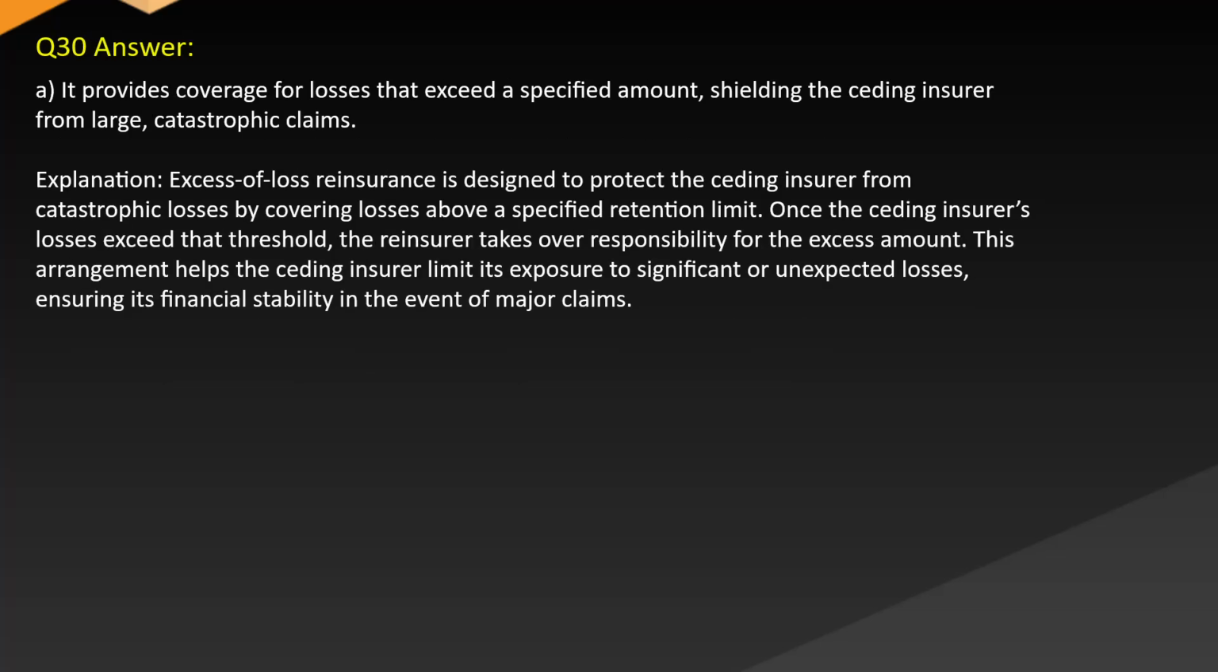Answer: A. It provides coverage for losses that exceed a specified amount, shielding the ceding insurer from large catastrophic claims. Explanation: excessive loss reinsurance is designed to protect the ceding insurer from catastrophic losses by covering losses above a specified retention limit. Once the ceding insurer's losses exceed that threshold, the reinsurer takes over responsibility for the excess amount. This arrangement helps the ceding insurer limit its exposure to significant or unexpected losses, ensuring its financial stability in the event of major claims.